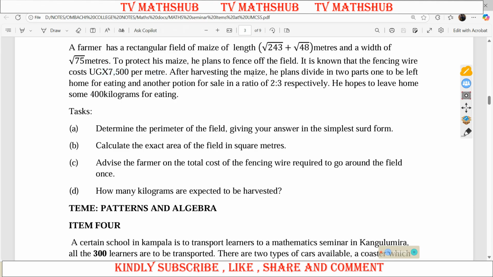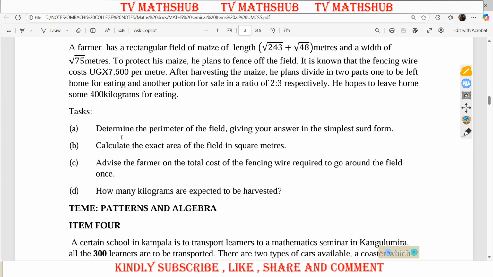Also, after harvesting the maize, he plans to divide it into 2 parts, one to be left home for eating and another portion for sale, and that will be done in the ratio of 2 to 3 respectively. He hopes to leave home some 400 kilograms for eating.